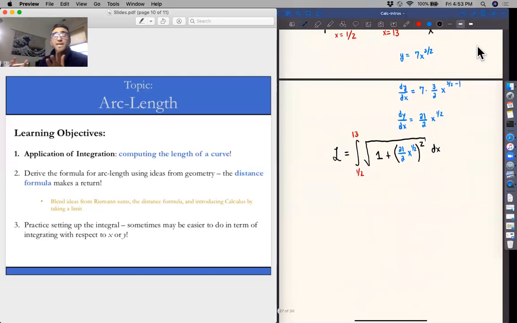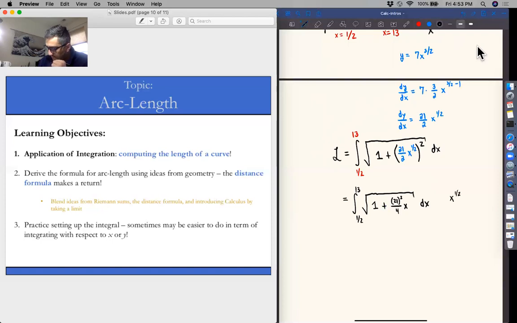And that's just plugging in all the information for this arc length formula. So the name of the game now, we have that integral set up. We get to go ahead and try to compute that integral. So our integral is from 1/2 to 13. We have the square root of 1 plus 21 squared all over 4 times x to the 1/2 squared. That just gives us an x to the first power.